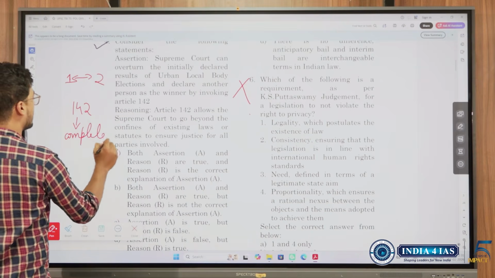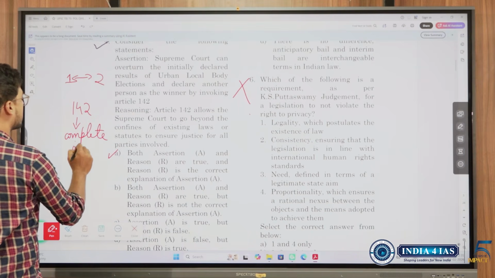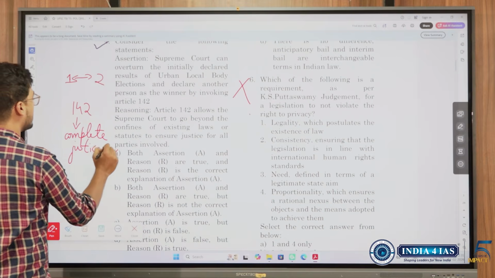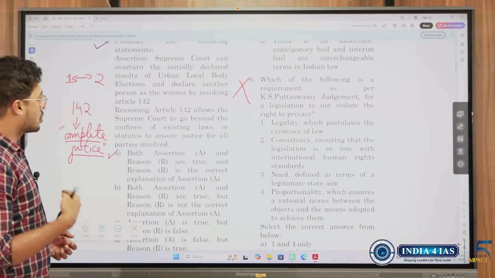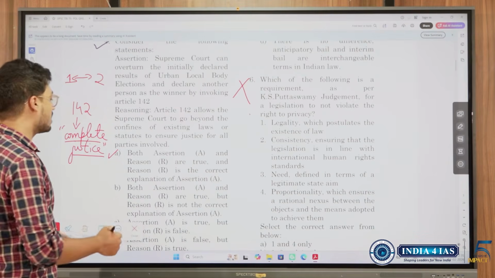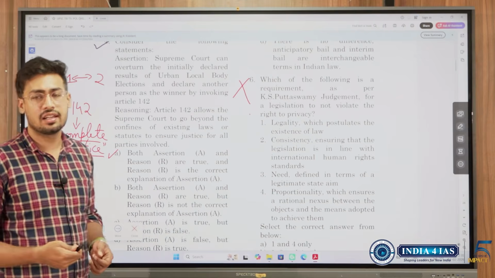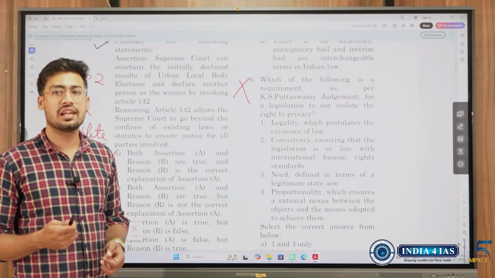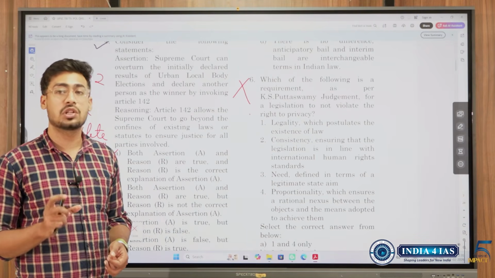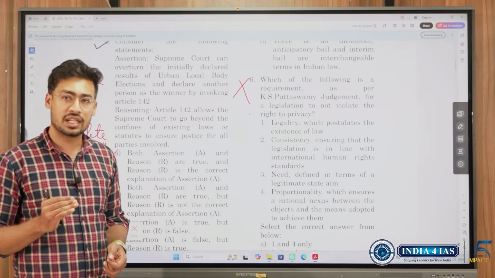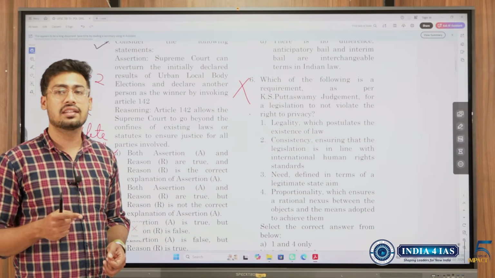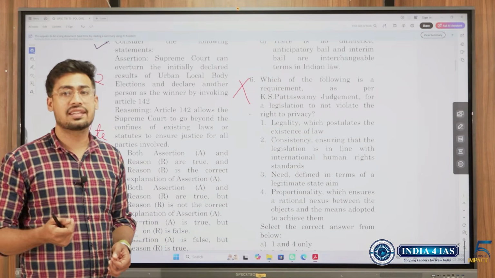So where justice is denied, in such cases it has the provision to make complete justice under Article 142. So what does it do? For example, in the Chandigarh Municipal Corporation mayor election, there were a few issues with respect to the election that was held. So Supreme Court intervened using Article 142 and it declared the election to be void and made re-election possible.